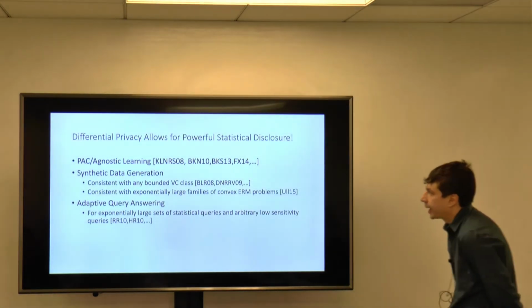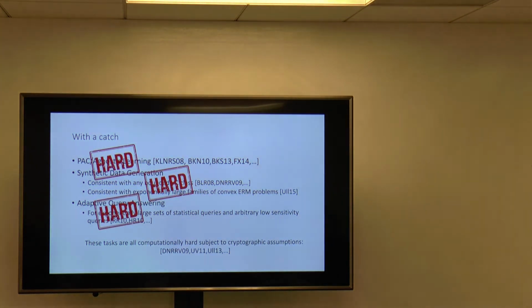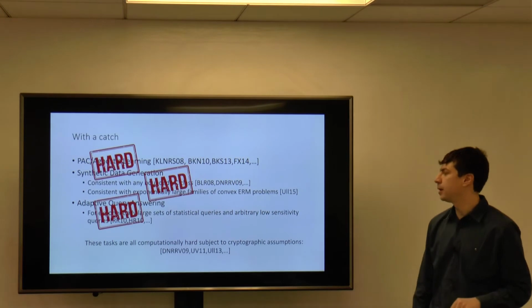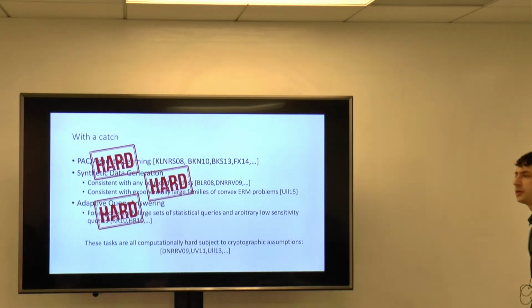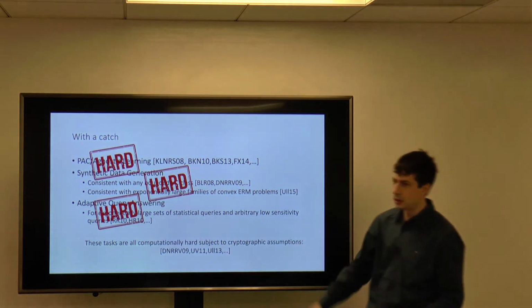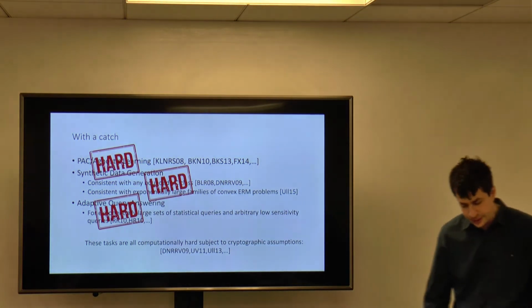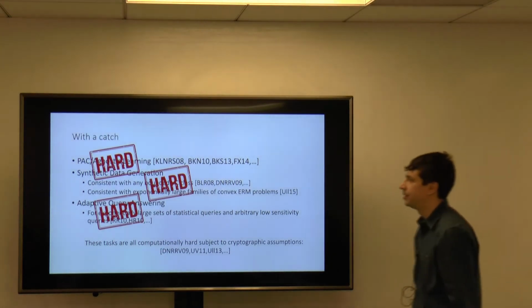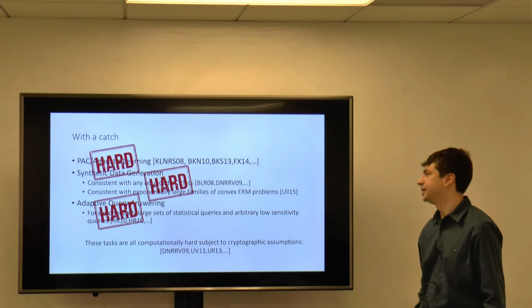But there's a substantial caveat, which is that in general, computational efficiency is not preserved under these reductions. All of these problems, at least in their most general forms, are known to be hard, subject to various cryptographic assumptions. Assuming that you know how to solve the PAC learning problem efficiently, we still need to know how to do it. That'll be what we talk about today. PAC learning is hard in the worst case, even without privacy. Synthetic data generation is trivial without privacy.